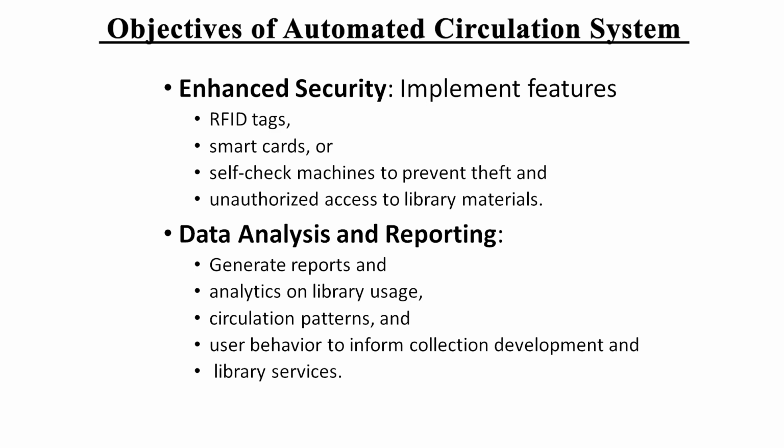Circulation patterns. The circulation pattern depends on the books which are being used or accessed many times, which means the book is in demand. Or if a book is not used at all, then you'll see that the demand is not there. Accordingly, the copies of the books should be purchased or withdrawn; all this data has to be there so that people can decide. Then user behavior, to inform collection development and library services.